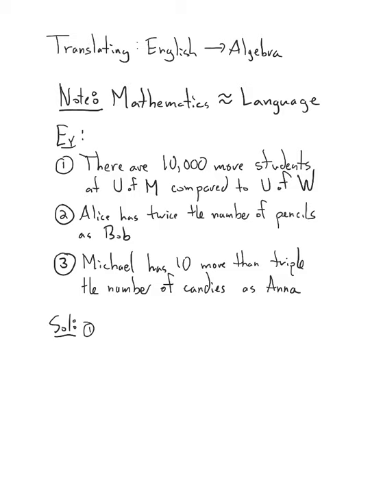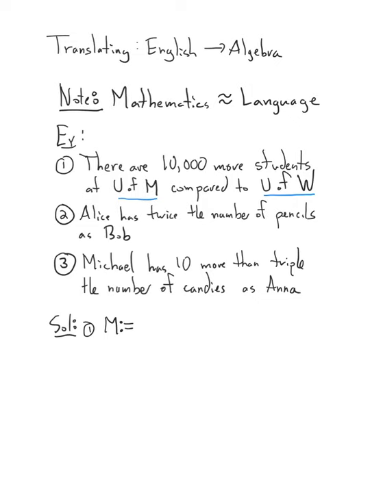So the first thing we need to do is we need to decide what the quantities we're interested in, and we're going to define them as variables. Well, the two quantities that we're interested in are the number of students at U of M or University of Manitoba and the number of students at the University of Winnipeg or U of W. So let's define those. We can use whatever letters we like. It doesn't really matter. But I like to choose letters that kind of remind me of the concept that they stand for. So I'm going to define M.